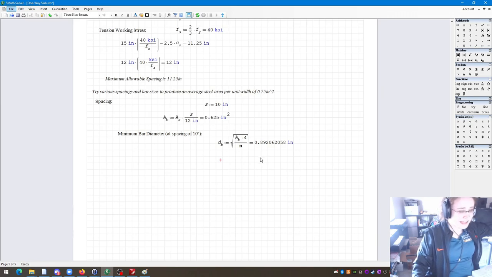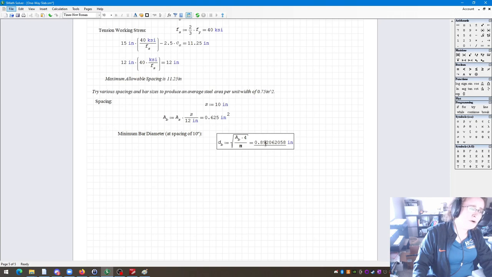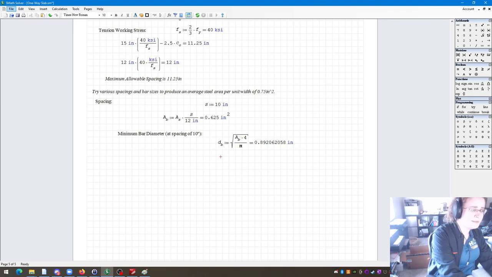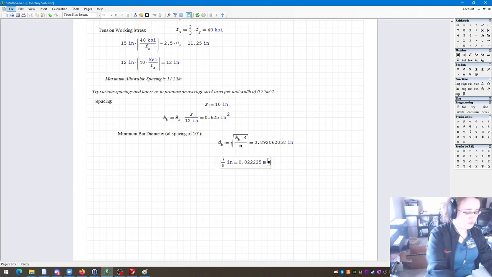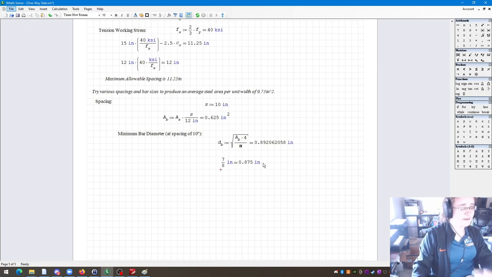0.89 inches, or if we look at a bar size in eighths, well, let's see, what is 7/8? What would a number 7 bar do? Because 7 over 8 inches is .875, so that's not going to be enough.